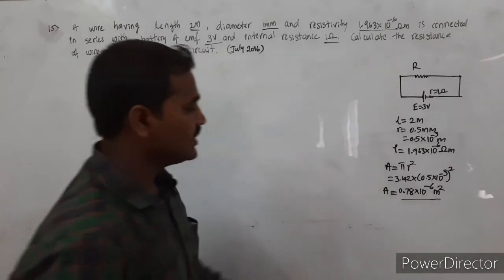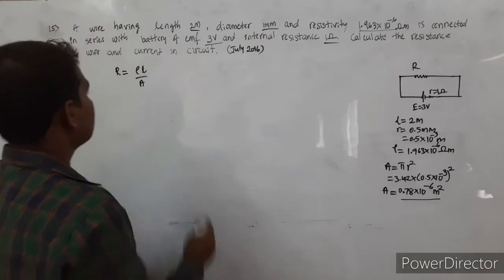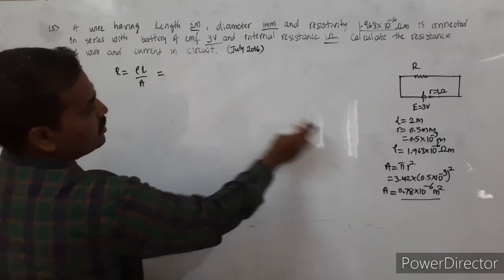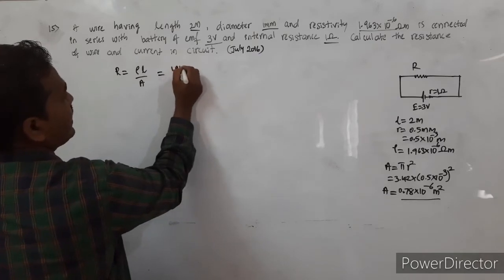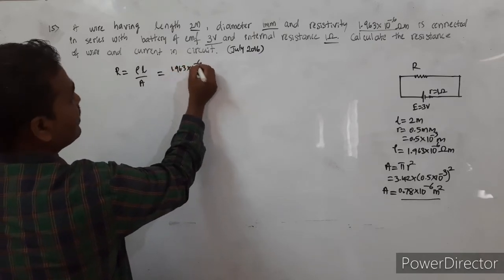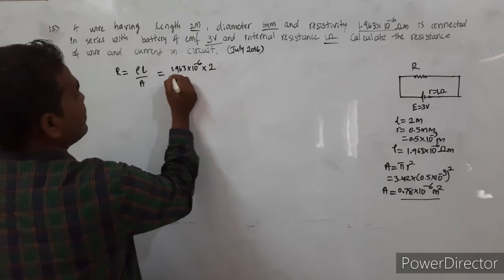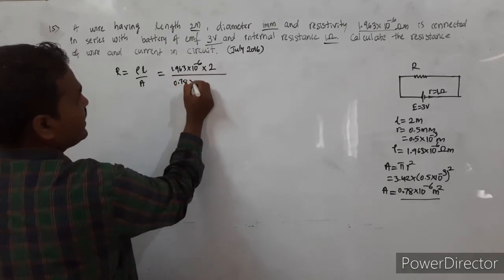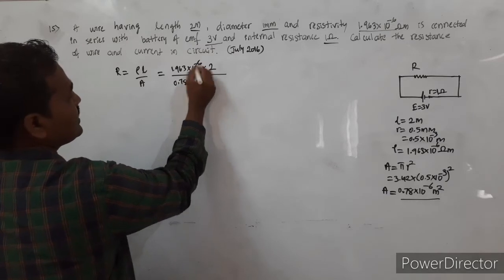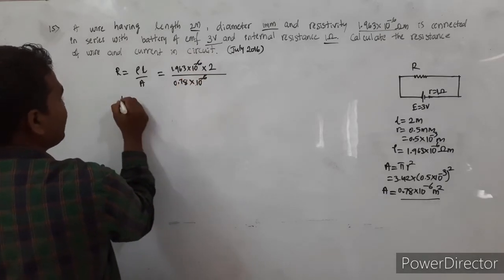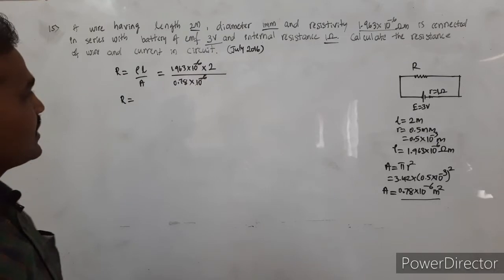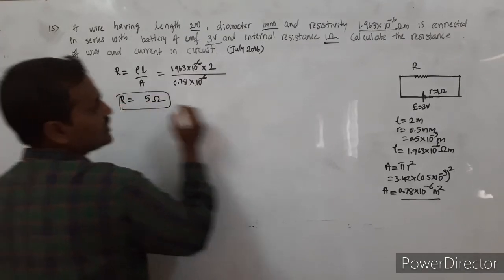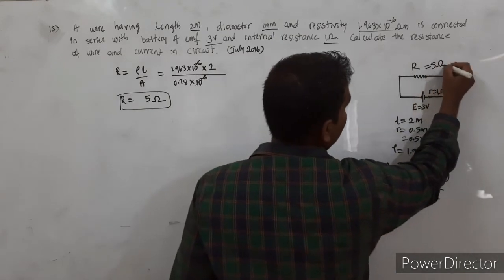Let us substitute this area in this equation so that we can find the value of resistance. R is equal to rho, 1.963 into 10 to the power of minus 6, into length 2 meters, divided by area 0.78 into 10 to the power of minus 6. These two get cancelled here. Simplifying this, I get the value of resistance equal to 5 ohm.